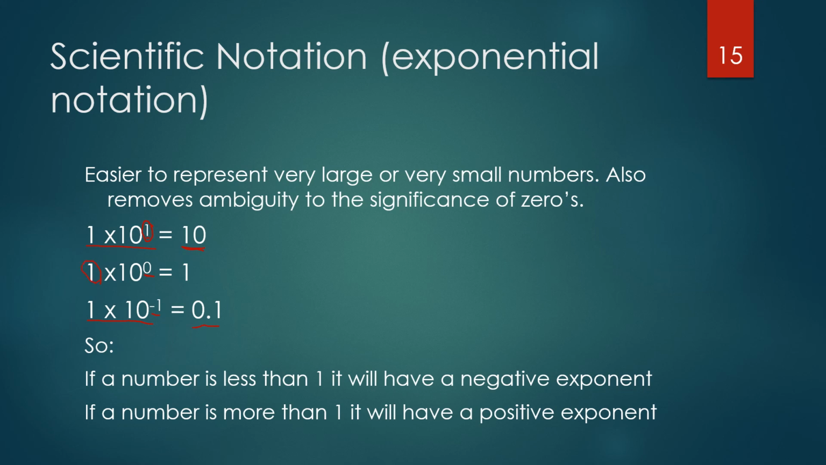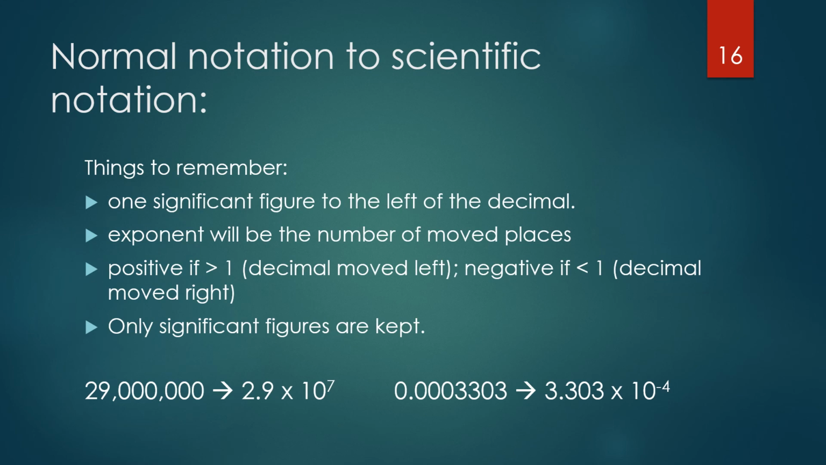So the takeaway that I want you to get from this slide is if a number is less than 1, it's going to have a negative exponent. If a number is greater than 1, it's going to have a positive exponent. So some things to remember when going from normal notation to scientific notation are listed below.